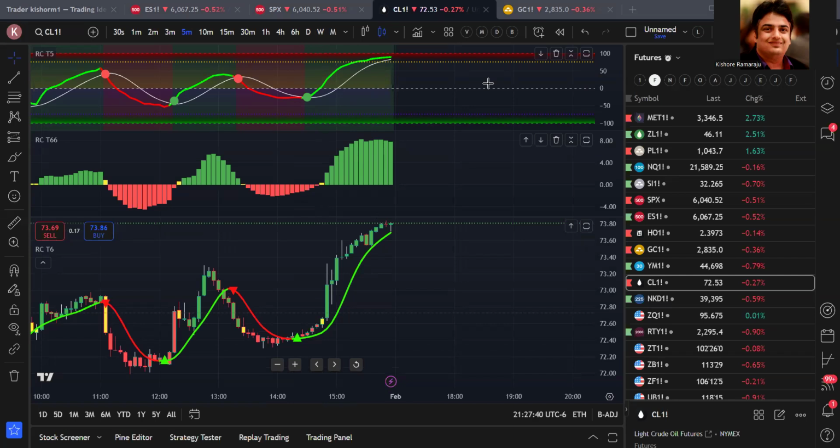So any indicator will come with any plan, whether the three indicators or five indicators.